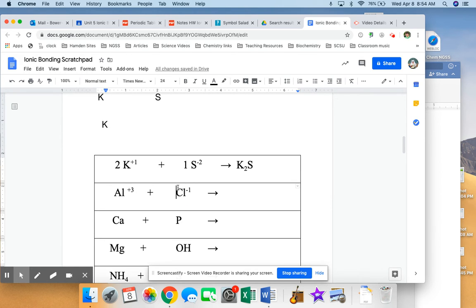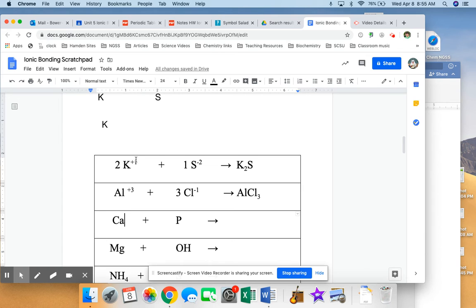Notice that the +3 and the -1 don't balance each other out. We need 3 total negative charges to balance out every 3 positive charges. So now our formula is going to be AlCl3. And that 3 needs to be little on the right-hand side of the arrow, and it needs to be big, however many there are, on the left-hand side of the arrow.